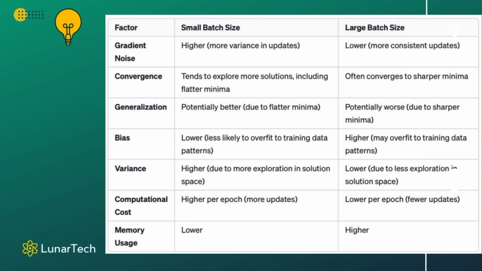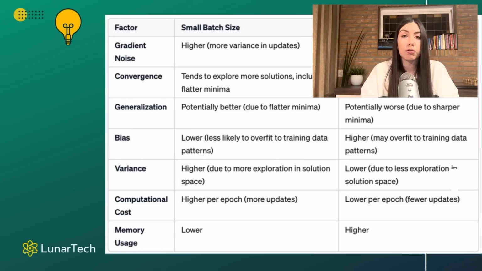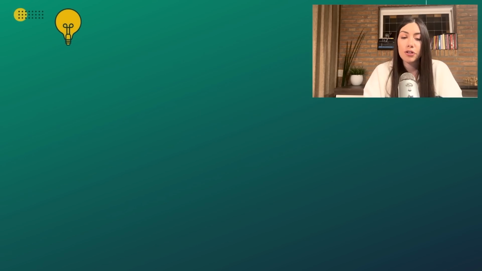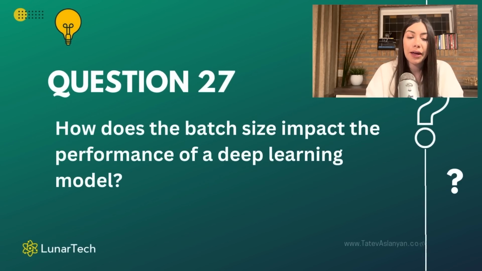For large batch sizes, when we have a large amount of data, we will be storing much more data in the memory. It also means that the convergence will be slower and the computational cost will be higher. And the smaller the batch size, the lower the computational cost and the lower the memory usage. So the next question is, how does the batch size impact the performance of a deep learning model?